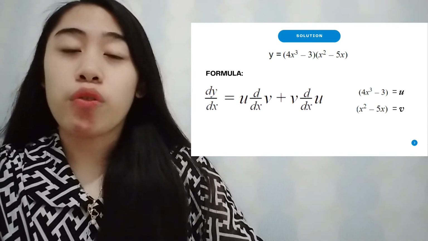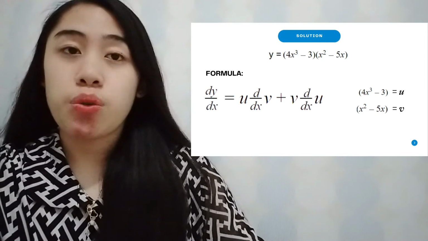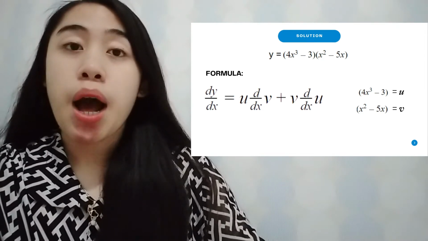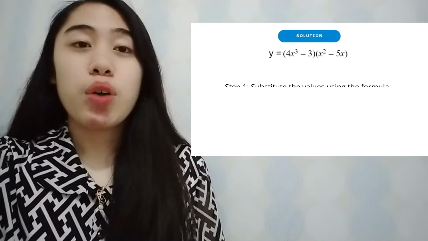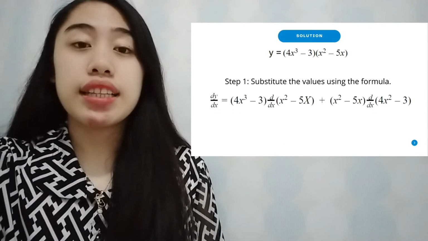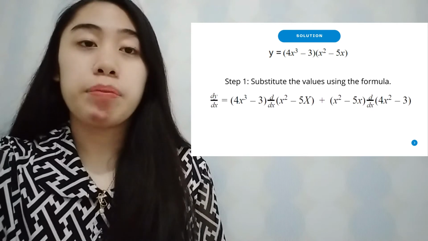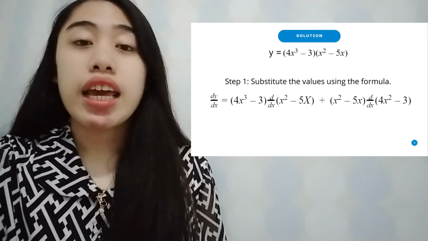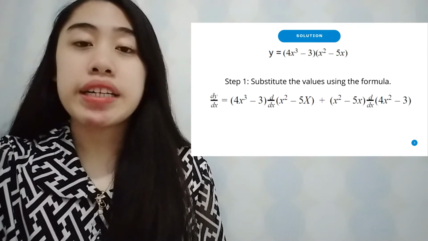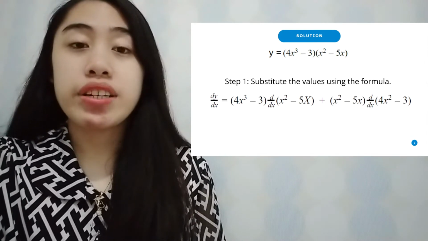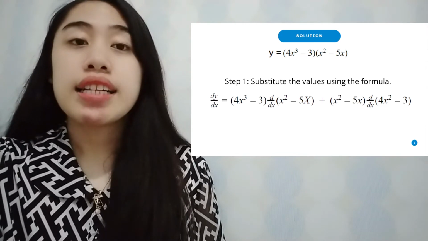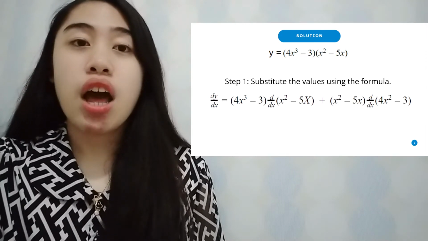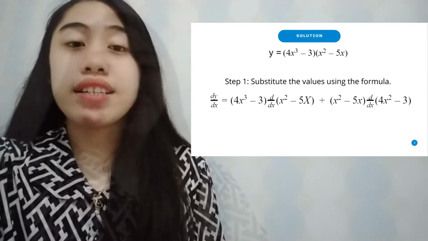So dy over dx equals u times the derivative of v plus v times the derivative of u. Next, we need to substitute the values using this formula. So it will become dy over dx equals 4x cubed minus 3 times d over dx of x squared minus 5x plus x squared minus 5x times d over dx of 4x cubed minus 3.